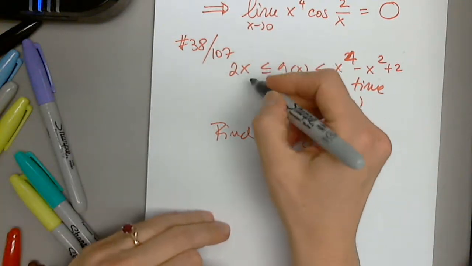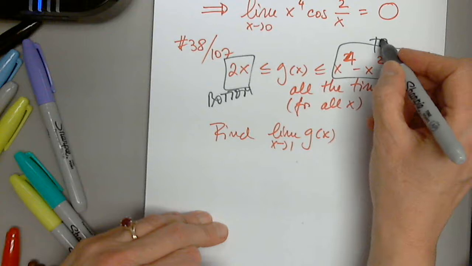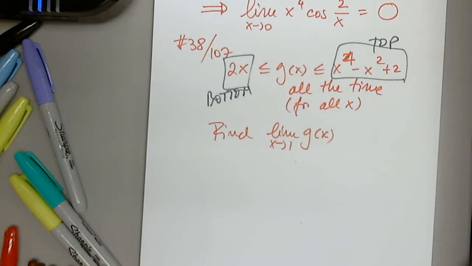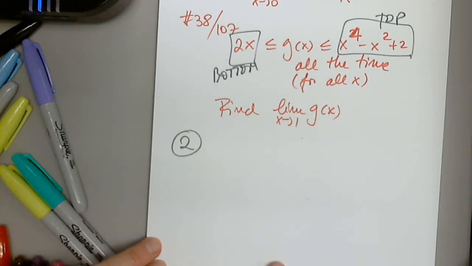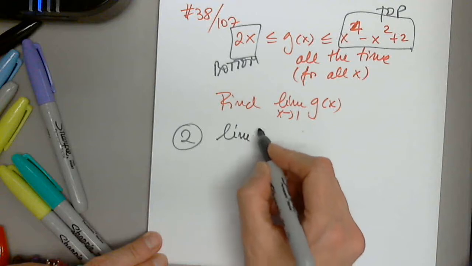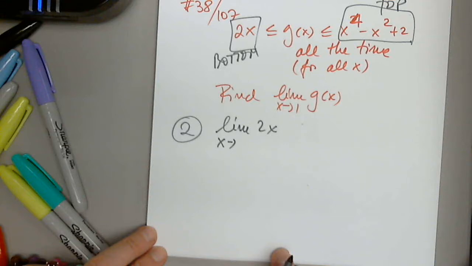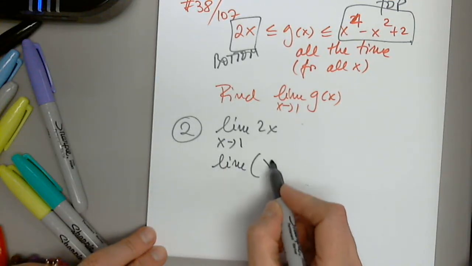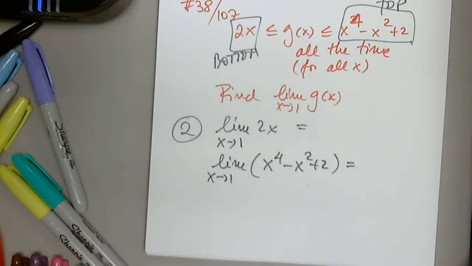This is the first function, the bottom function, and this is the top function. So the first hypothesis is fulfilled. Now I need to show what? The limit of 2x when x approaches 1, and the limit of x to the fourth minus x squared plus 2 when x approaches 1. I must show that they both exist and they are the same. Otherwise, I can't determine this ever.